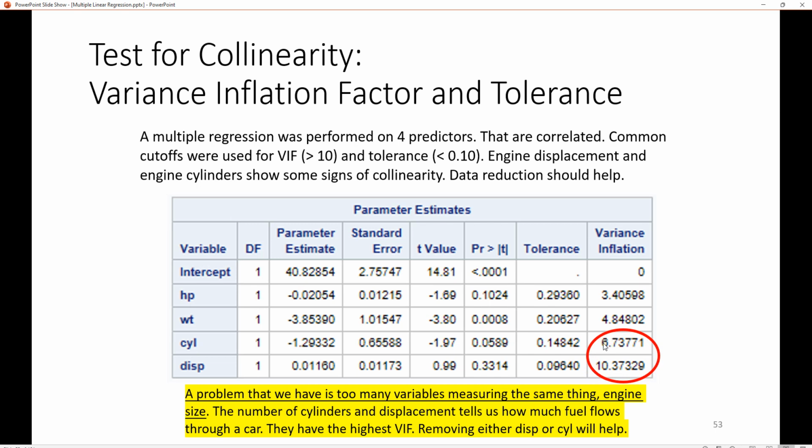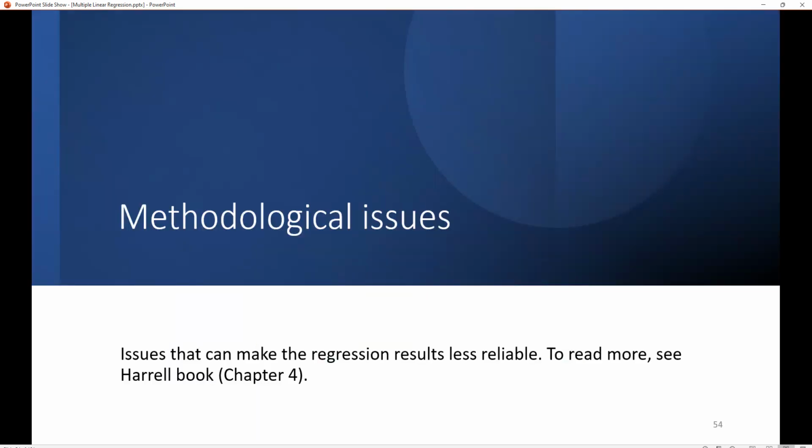And we see on the bottom right the VIF for cylinders and displacement. Engine displacement's a concern. A problem that we have is too many variables measuring the same thing, which is engine size. The number of cylinders and displacement tells us how much fuel flows through a car. They have the highest VIF. Removing either displacement or cylinders should help.